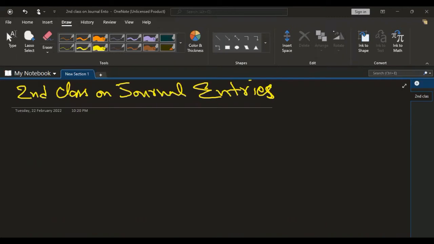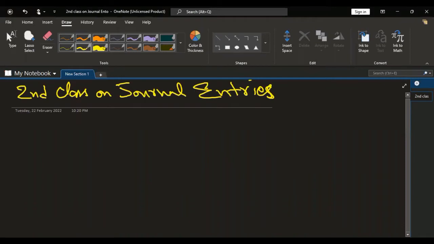In the previous class, we already discussed the basics of the double entry system. Now I am making a simple rule to help you understand the entries in a better way. So let's start our class.